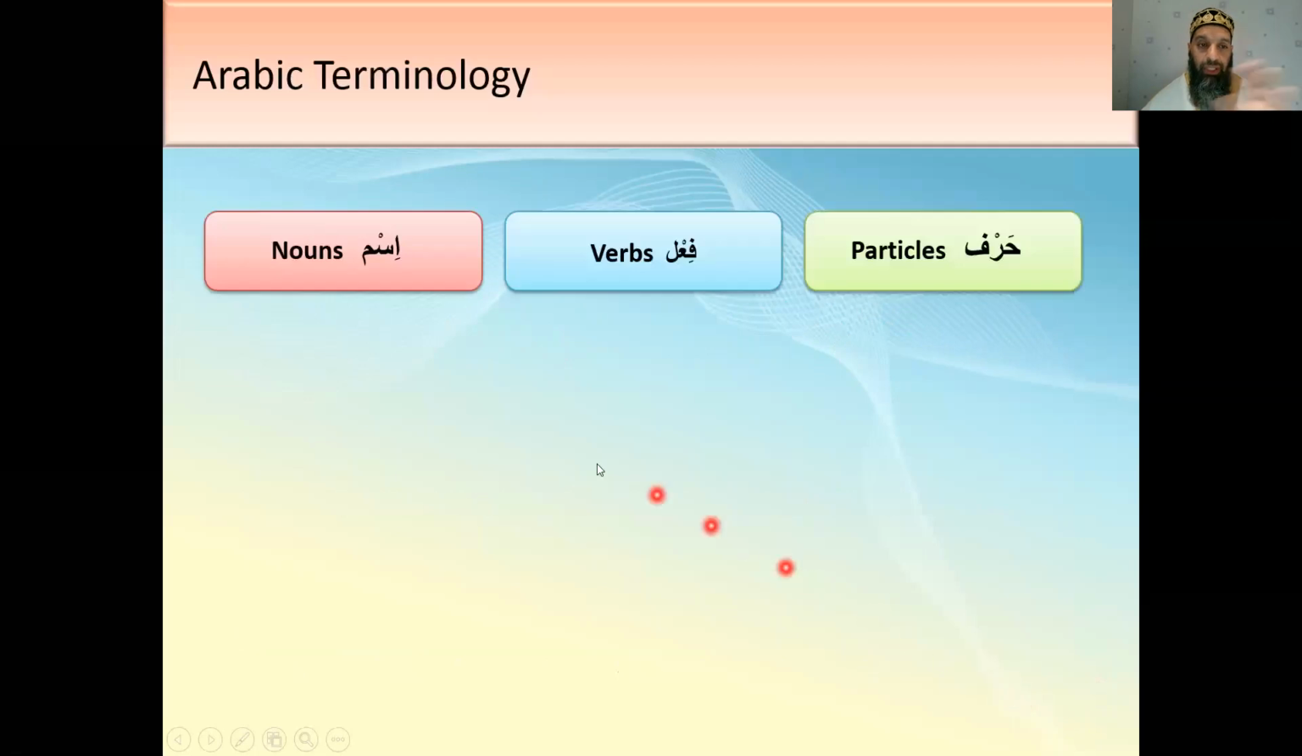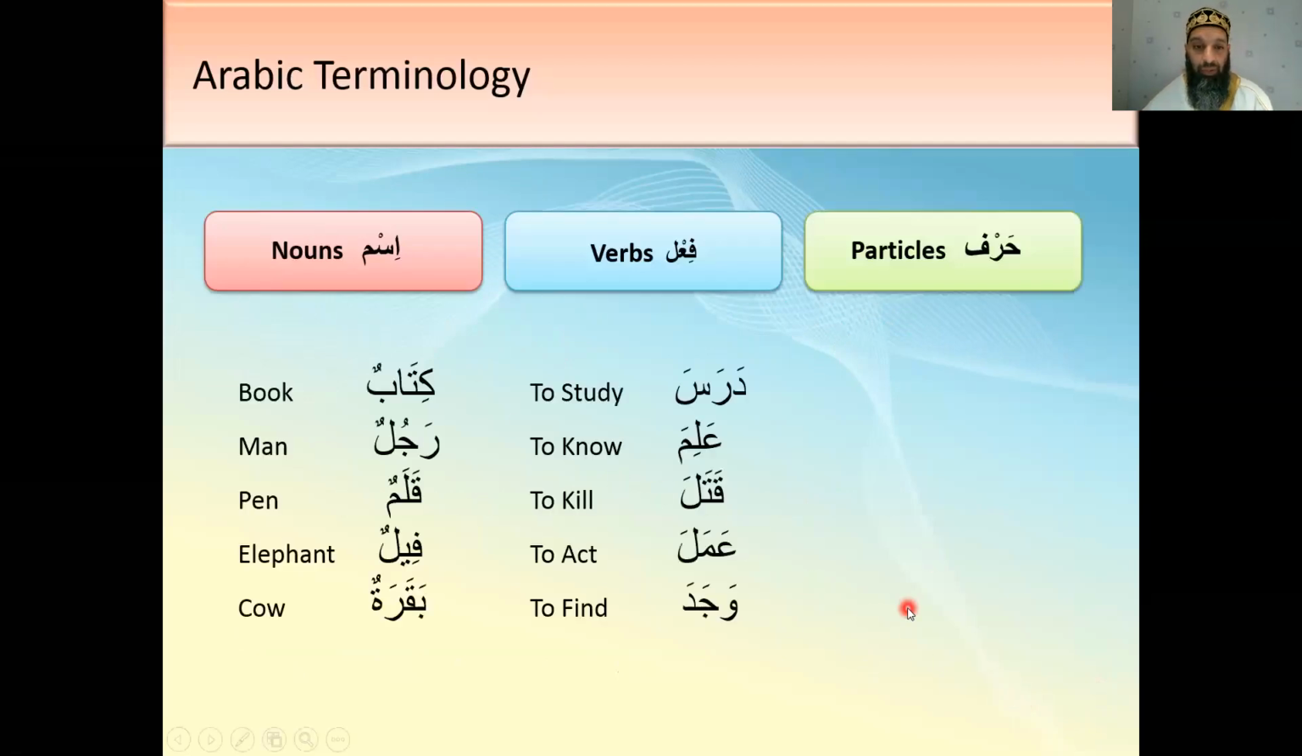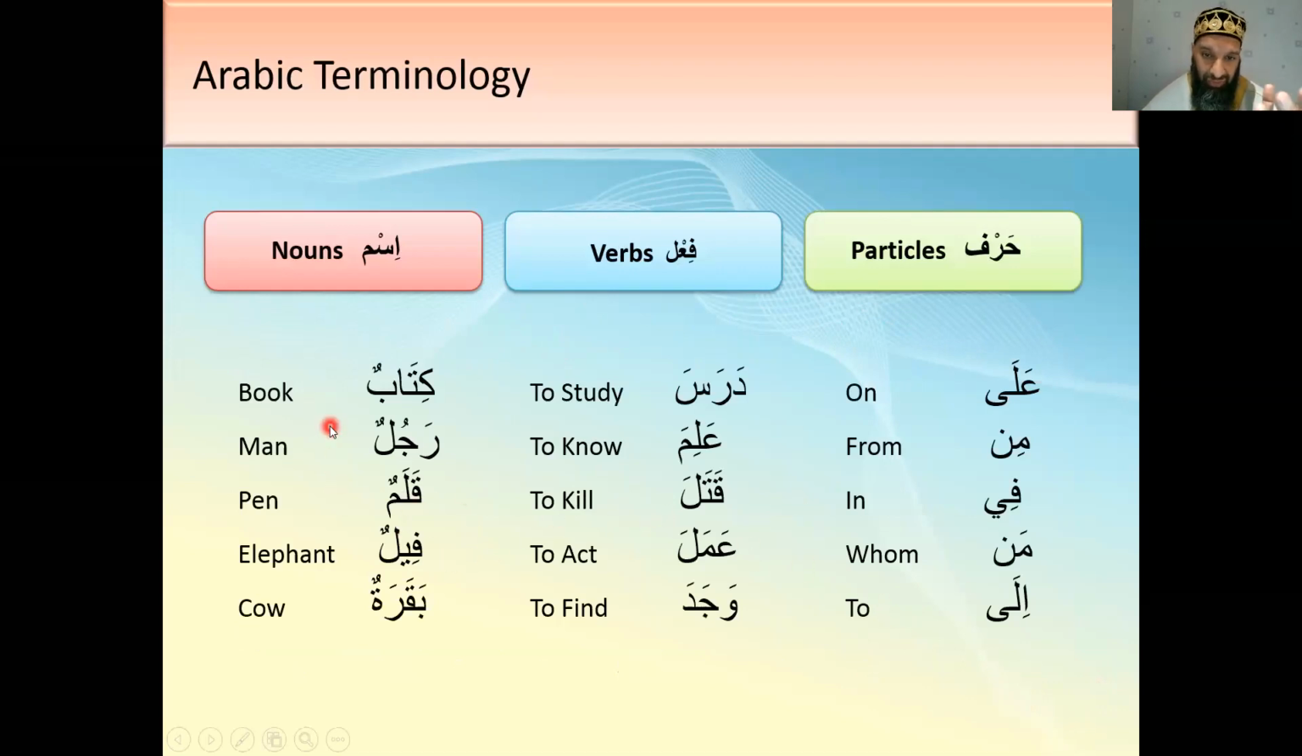Bismillah ar-Rahman ar-Rahim. So, lesson one, we talked about how there are three sorts of words in Arabic, three categories of words. One is ism, nouns: kitabun, rajulun, qalamun, filun, baqaratun. Then you have verbs, which are to do, to study, to know, to kill, to act, to find. And then you've got particles, words like on, from, in, whom, to.